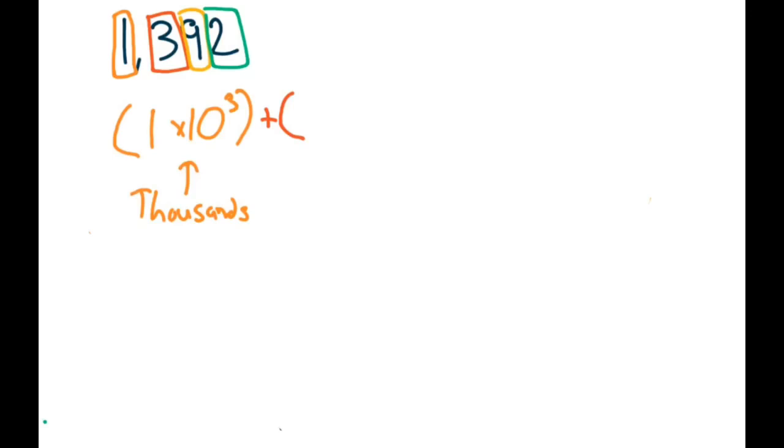Next, let's do our hundreds. How many hundreds do we have? Well, it's almost 400, but it's not quite 400. So what is it? 300. So 3 times 10 to the, how many zeros are there in 100? 1, 2. So this is just a fancy way of saying 300. 300, 1,000.